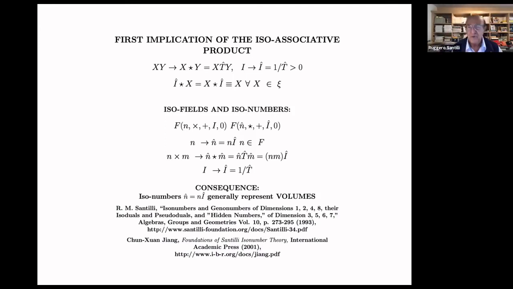Now, the first implication of lifting the associative product is, in my view, the necessary abandonment of the historical classification of numbers into the real, complex and quaternion, excluding octonions because they are non-associative. The reason is the following.